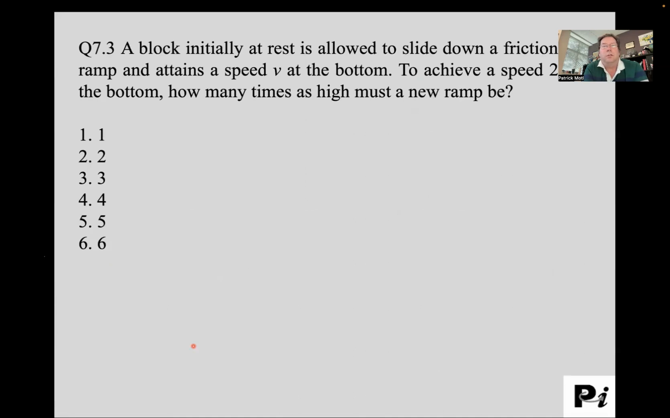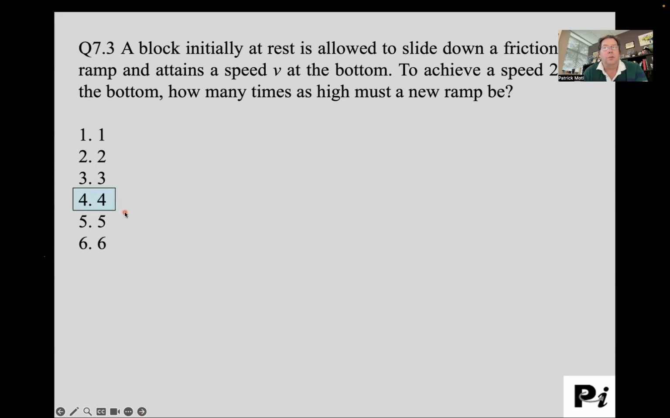All right, so I'm going to try some questions to review our thinking of the work energy theorem as applied to the force of gravity. So I have a block initially at rest that is allowed to slide down a frictionless ramp and attain some speed v at the bottom. If I want to have a speed at the bottom that is double that, how many times as high must the new ramp be? So think about what you think the answer is. Check it over with your physics friend, and then you can unpause the video and we'll go over the answer.